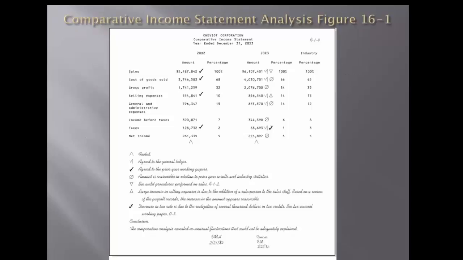So what we see here is essentially our issue related to ticking and tying. Any time that you notice the check mark here, it means that it agrees to the prior year working papers. Actually, this is the check mark with the bar, and this information is decreased sales.